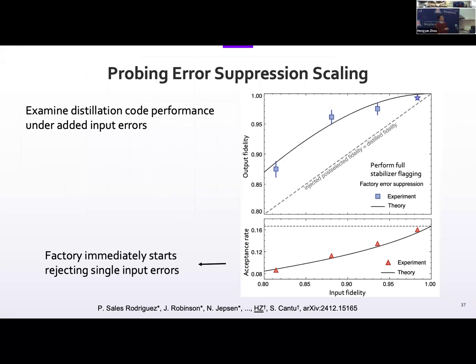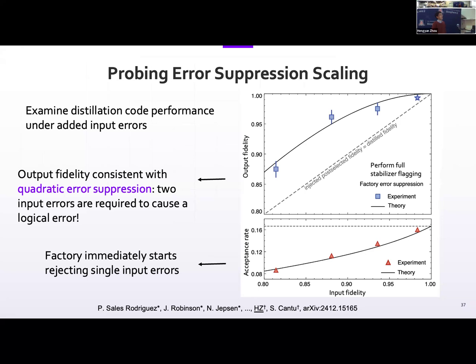But if we look at the output fidelity, initially it's a little bit flatter, roughly consistent with a quadratic curve. This is also consistent with the fact that for the output, we get a quadratic error suppression, and 2 input errors are needed in order to get an output error. Another thing, of course, is that we're always above this diagonal line, which is the break-even line. And so we do see that the output fidelity is better than the input fidelity.